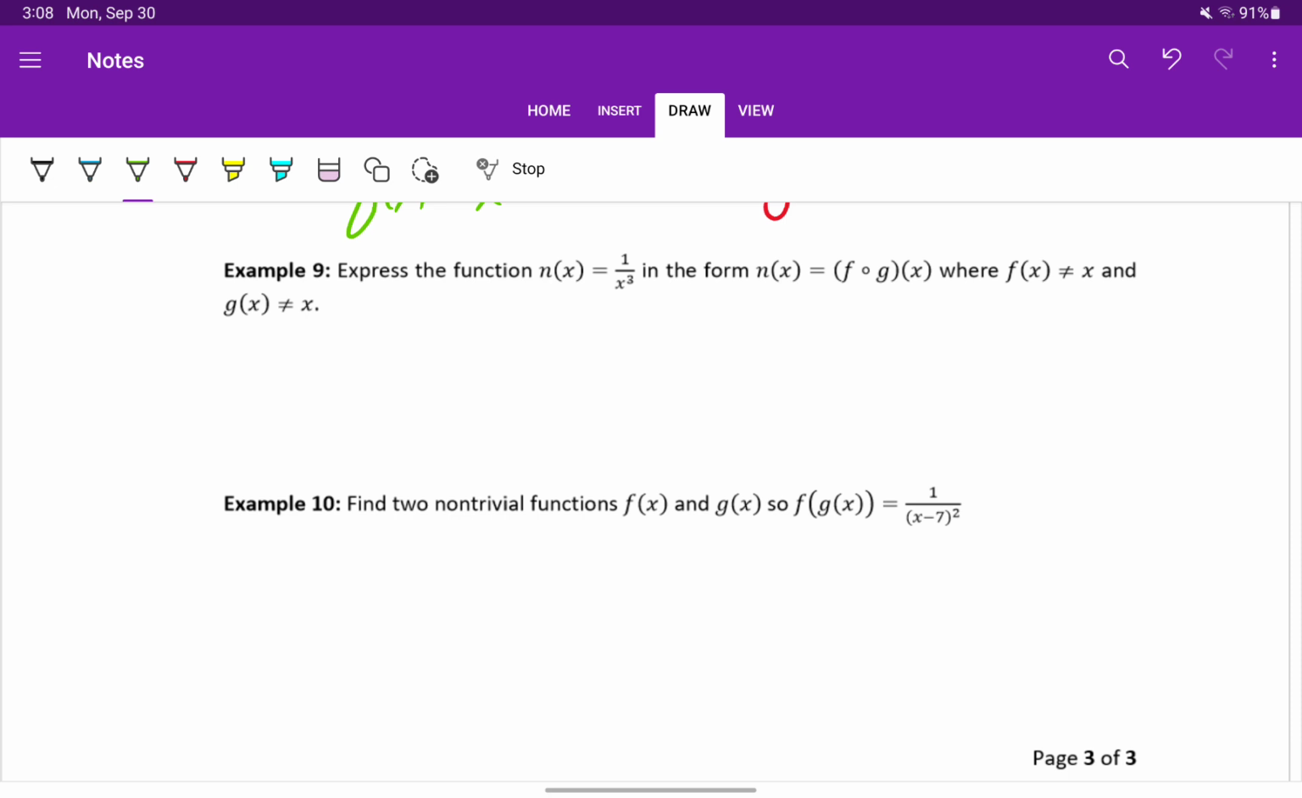In example 9, we don't really have as clearly an interior function because nothing is being expressed in parentheses. But we can always think of a fraction. We can always think of putting both the numerator and denominator in parentheses if we wanted. It doesn't change the expression. And in this case, it can help us see that that interior function could be x cubed. And our outer function, the function that we're plugging x cubed into, would be 1 over x.